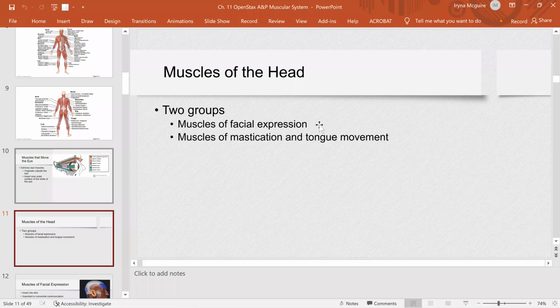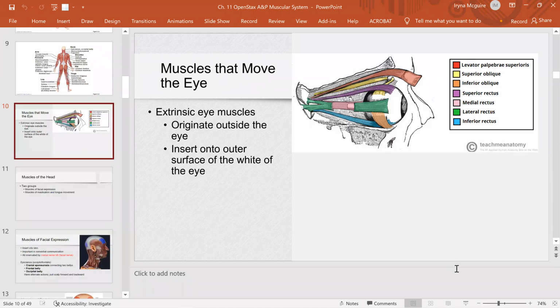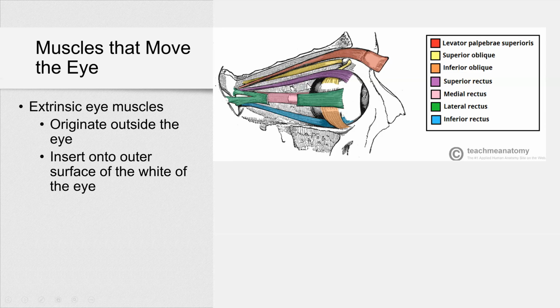Now, when we have our lab, we will learn the direction those muscles pull your eyeball, right? So that will come up. Right now, we are pretty much just looking at the location of those muscles.